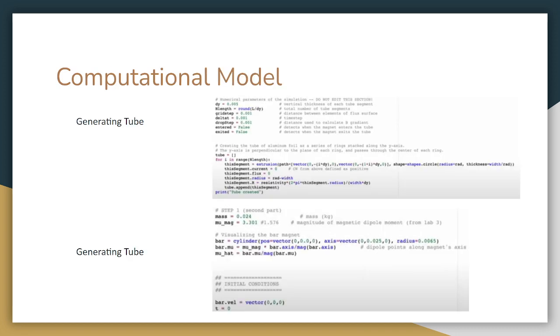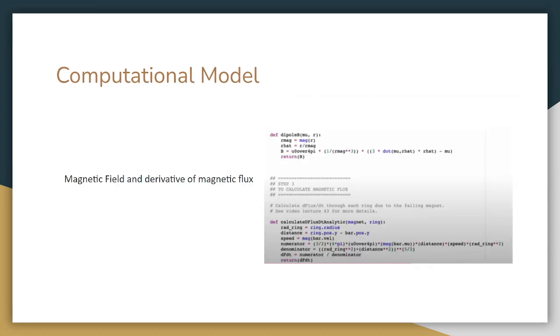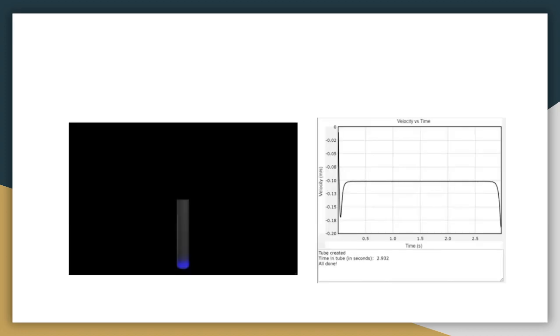So this was the code for generating the tube, as well as, that's supposed to say generating the magnet, but generating the magnet in the tube. And then it's the code for calculating the magnetic flux, and then the magnetic field, and then the derivative of the magnetic flux, in order to do the computations. And then this is the result I got.